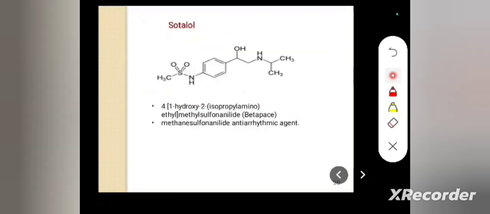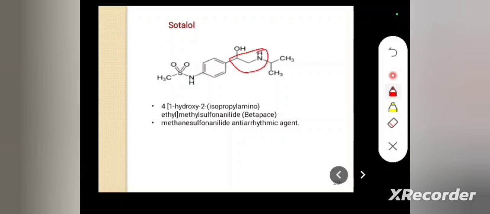So the next drug of the beta blockers is sotalol. So chemistry of that sotalol, it is an ethanolamine derivative. So ethanolamine, nothing but this part, ethanolamine derivative.